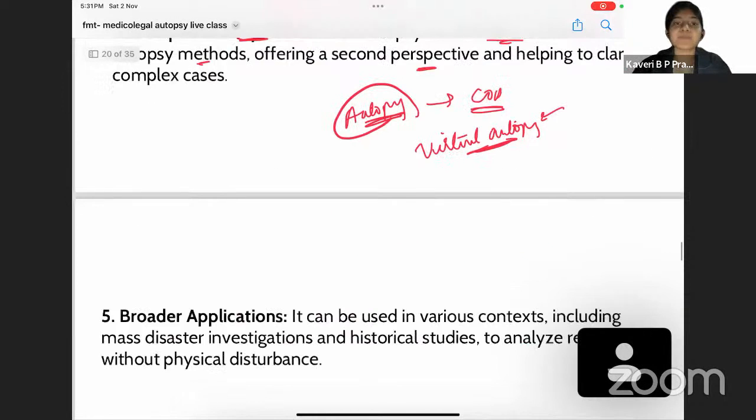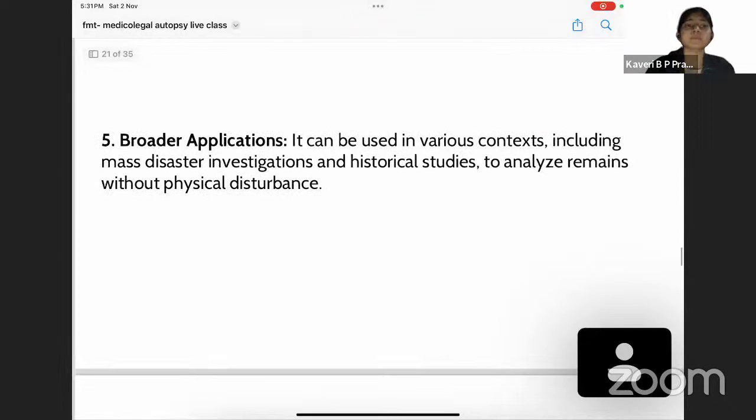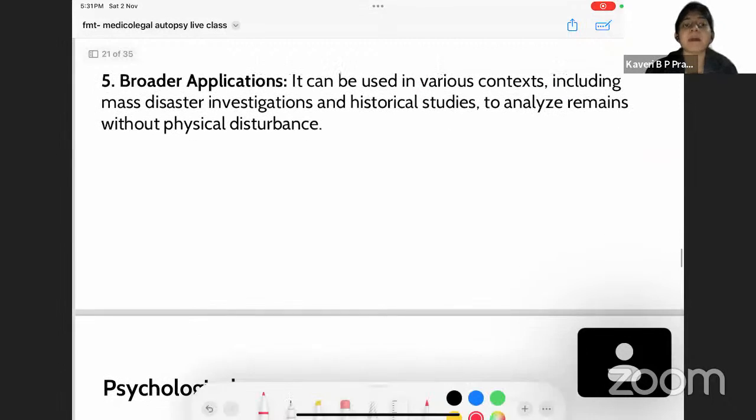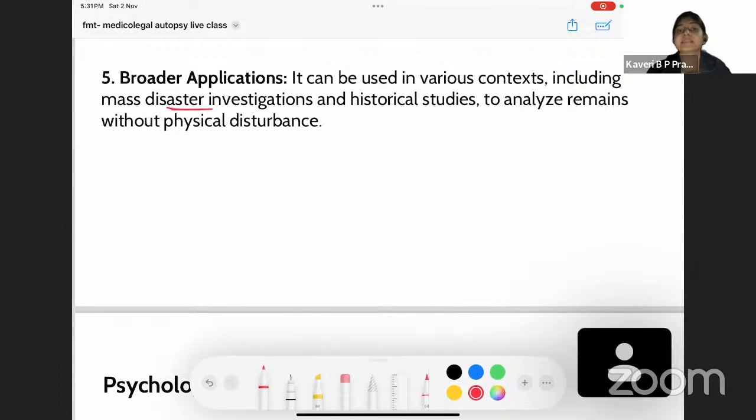It also has broader applications. That is, whenever you're doing a mass disaster investigation, or a historical study, and you need to analyze physical remains without physical disturbance. In a lot of cases, whenever you do an autopsy, you make cuts. So a lot of family members will not want their kith and kin to undergo that. They want their kith and kin to be buried as they are. They do not want you to chop up the body to find out the cause of death.